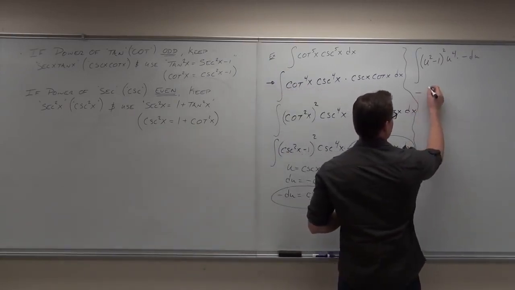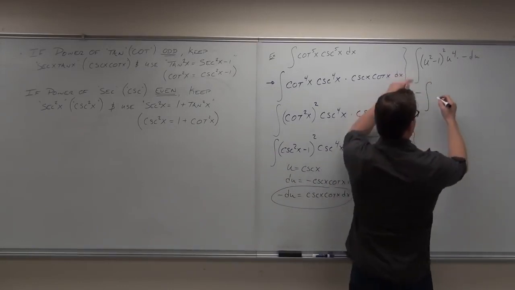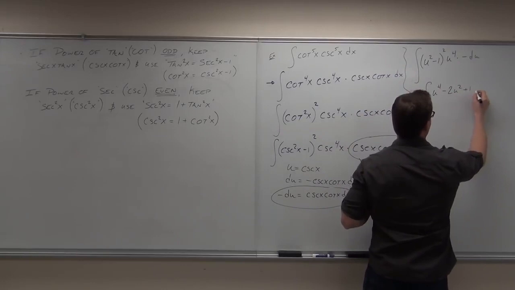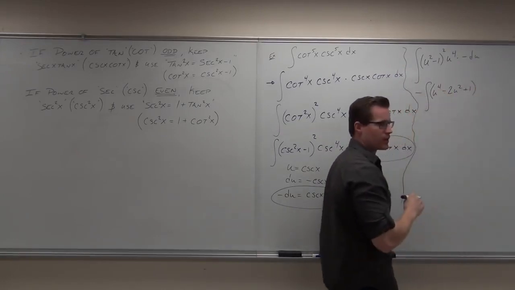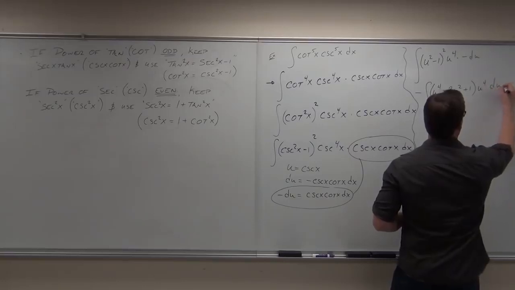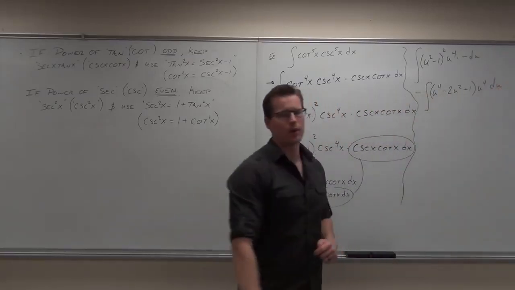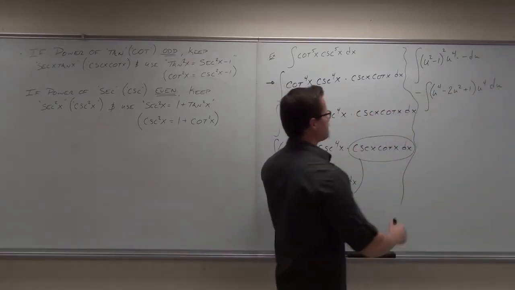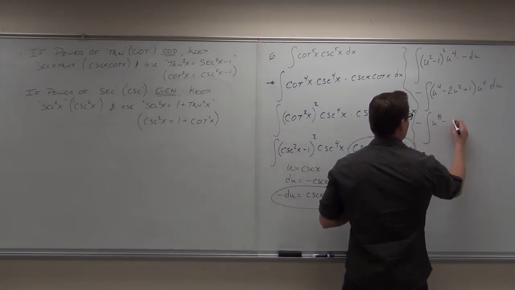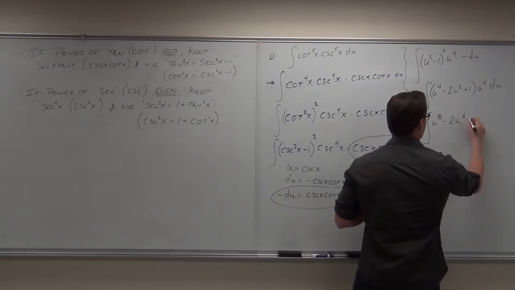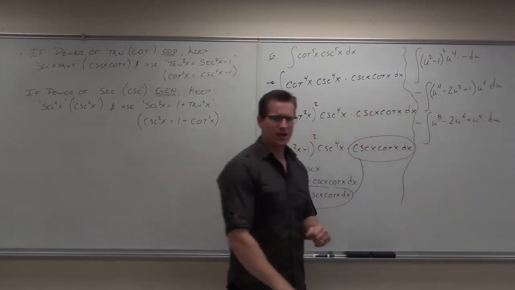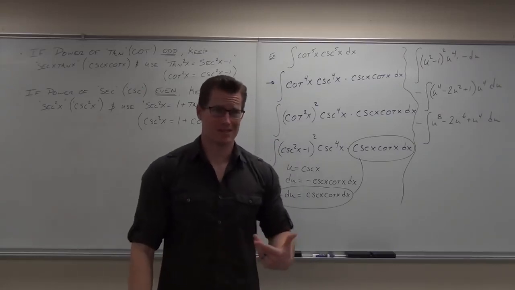So negative comes out front. If we distribute, we got u to the fourth minus 2u squared plus 1, times u to the fourth. If I did it right, did I do it right? Yeah. Okay. Now what? Do it again. Negative integral of u to the 8th minus 2u to the 6th plus u to the 4th du. Can you guys do that integral? Yeah, a piece of cake.